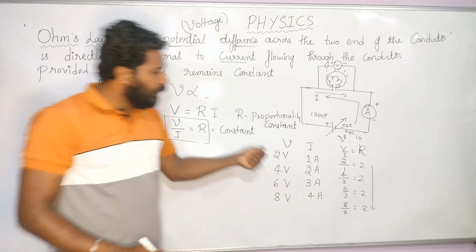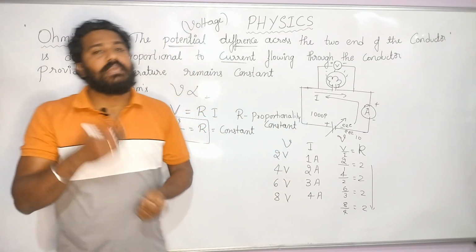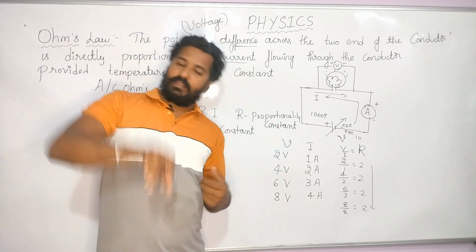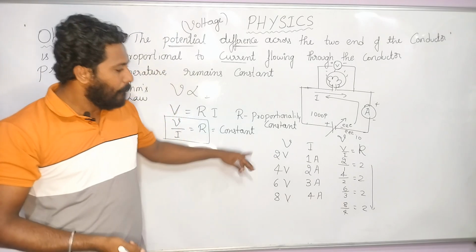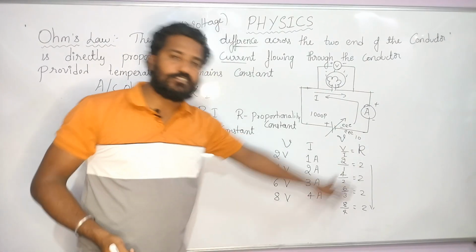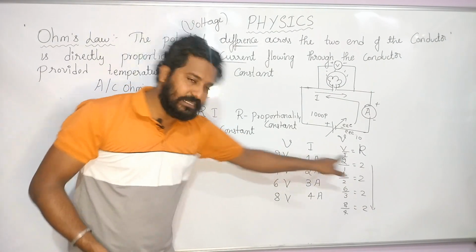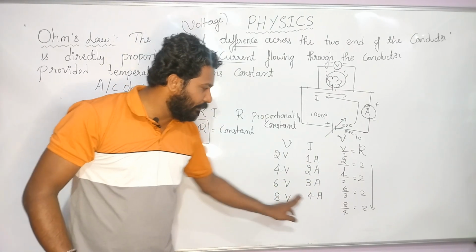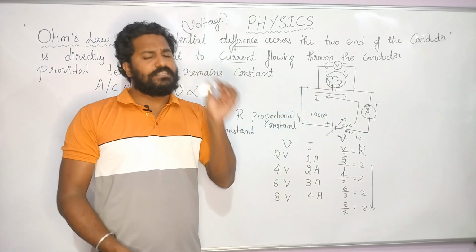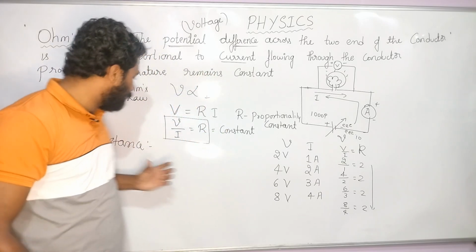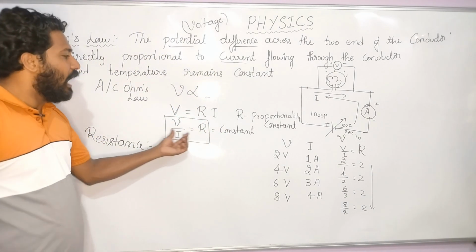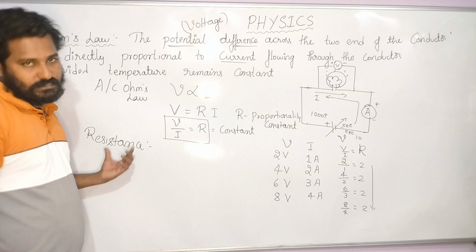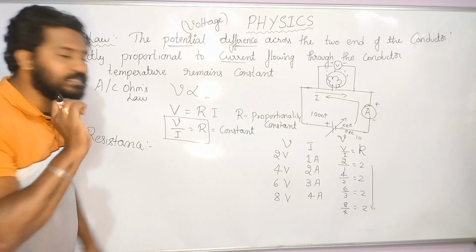So if you increase the voltage, simultaneously the current also increases. If you decrease the voltage, the current also decreases, but that ratio always remains constant. See here, 2 by 1 is 2, 4 by 2 is 2, 6 by 3 is 2, and 8 by 4 is 2. Something is remaining constant, and that is called R. That R is called resistance. Then what is resistance?